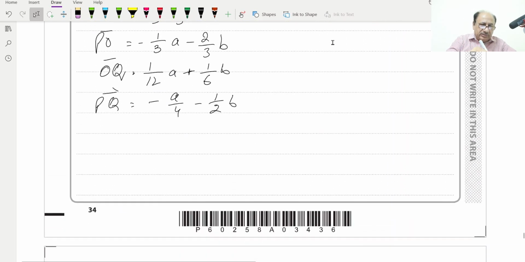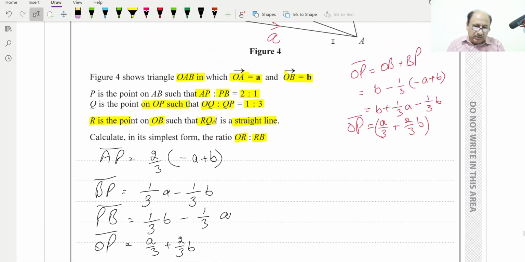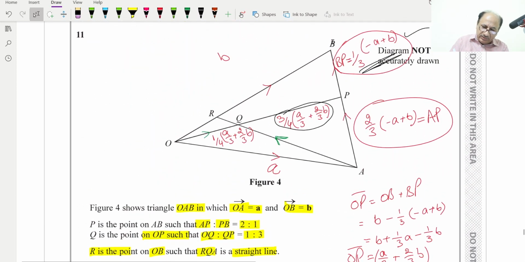If I write AQ over here, this vector will be equal to minus a plus a over 12 and plus 1 by 6b, and further we can simplify this, and this will be equal to minus 11 by 12a plus 1 by 6b. This will be our AQ, and this is we can write AR as well. And what will be AR? AR from the drawing, if we see, AR is this complete A to R.